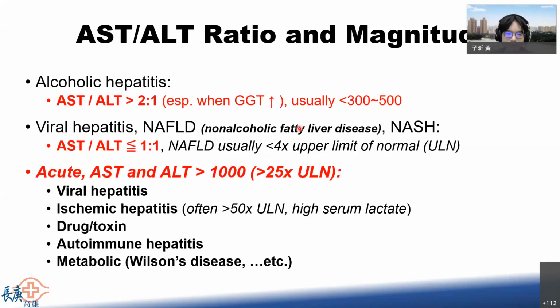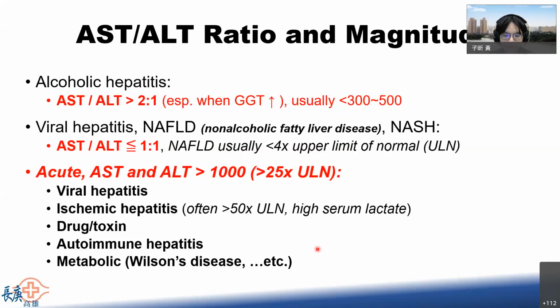NAFLD is a slightly milder disease than NASH, and usually the AST/ALT elevation is less than 4 times the upper limit of normal, so it's usually less than 200. So you may explain the AST/ALT ratio by using NAFLD as the etiology if it's really not that elevated, but you need to work up other causes as well.